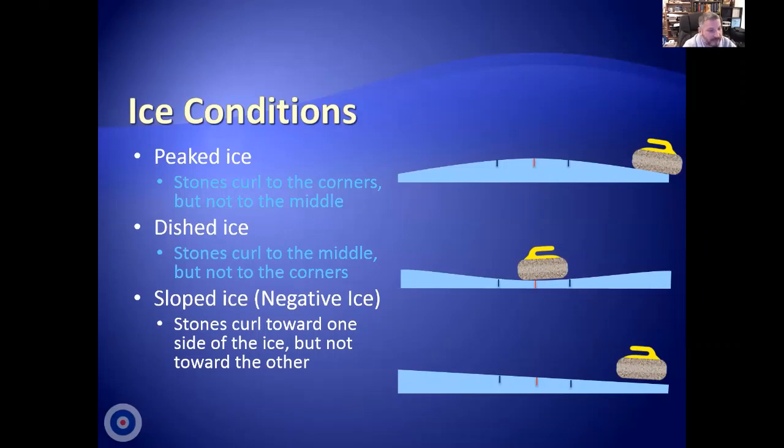If this happens, it's sometimes referred to as negative ice. So if you're trying to rotate your handle counterclockwise so that the stone naturally would curl from right to left, but the ice is sloped the way this picture shows, it's going to go left to right. So if the spin of the stone is trying to go right to left, but the ice condition is forcing it to go left to right, that's an example of negative ice. Or the easy way of putting it is it's curling the wrong direction, right? When it curls the wrong direction, that's negative ice.